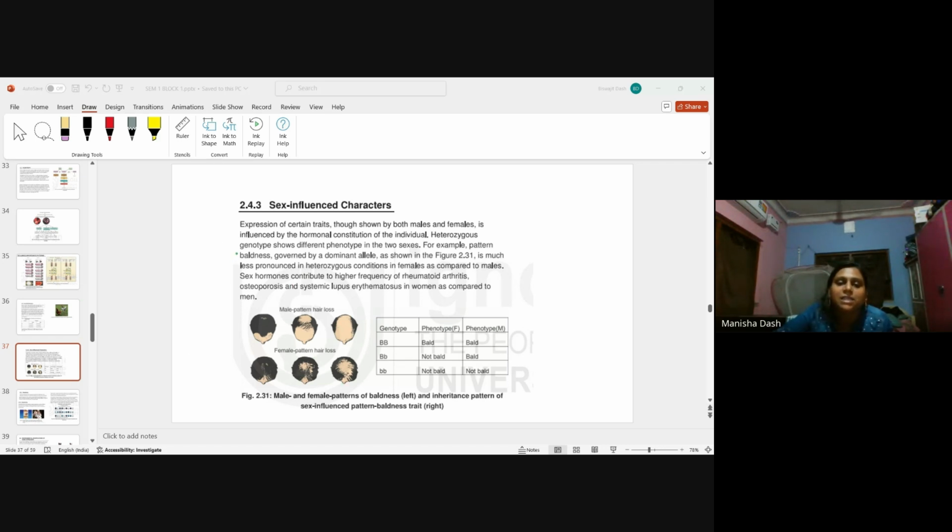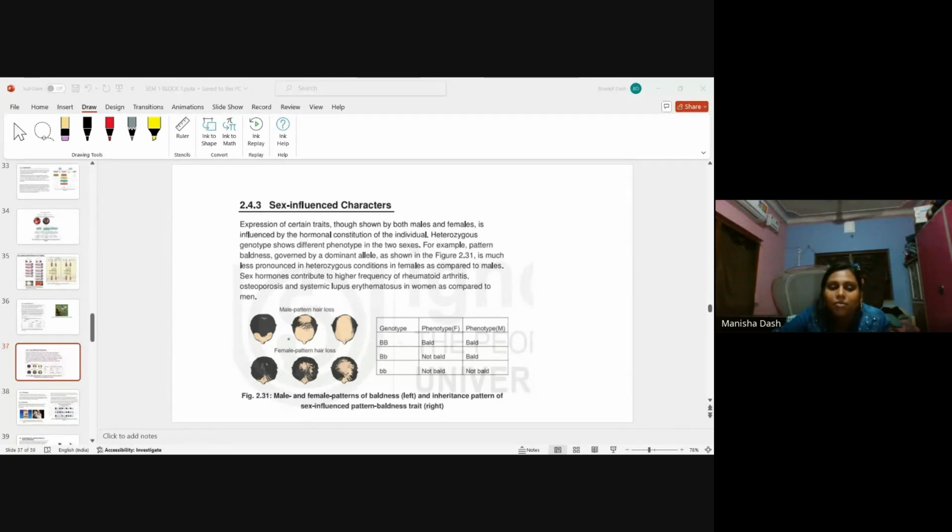Then there is another thing called sex influenced character. Sex influenced character is somewhat similar to sex limited, but not the same. If you observe baldness, have you ever seen a bald female? Baldness is quite common in males, right? But observing a bald female is quite rare.